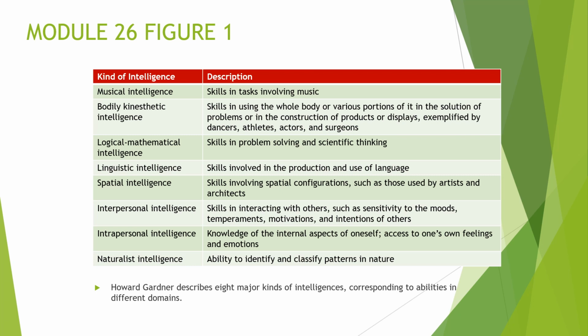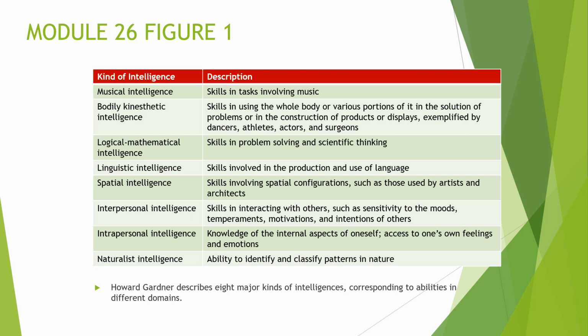These are the 8 different types of Gardner's intelligence. You can see them described on page 273 in your textbook. It's figure 1, but it looks a little bit different than what you see in the book. It goes into a lot more detail. So these are the 8 different intelligences that Gardner believed everyone has.